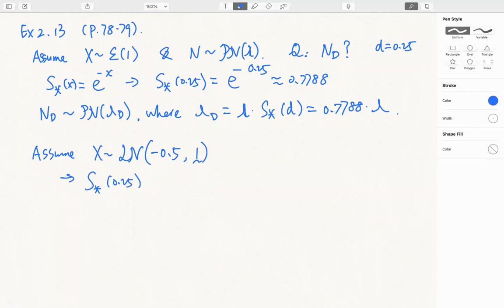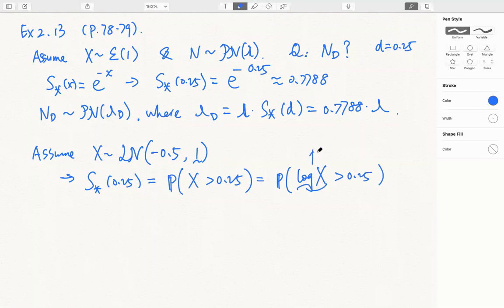Okay, well, there are many ways you can solve this question. You can say I want X to be greater than this. I know the distribution of X, but X is a log normal, meaning in order to get a normal distribution, I should apply log to X. Then this follows a normal distribution with mean negative 0.5 and variance 1.